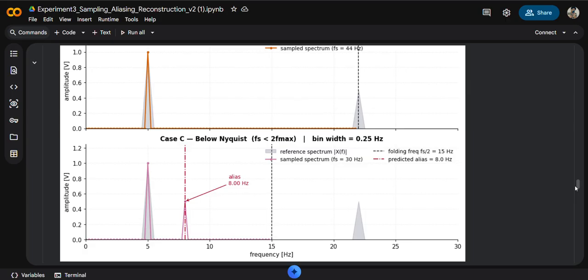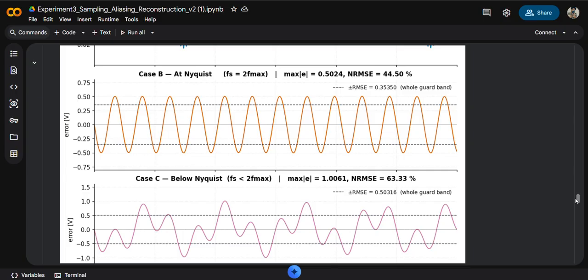In the time graph, we look at the reconstructed wave. The red line completely misses the fast wiggles of the original blue line. Instead, it draws a slow, smooth 8.0 Hz wave that never actually existed in our original signal. The computer has literally hallucinated a frequency because we didn't give it enough samples.